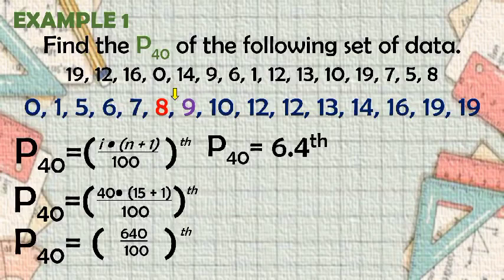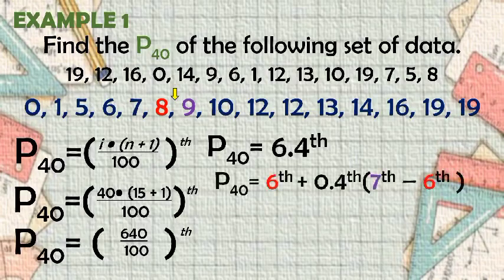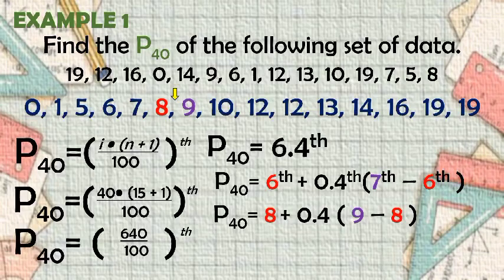So, the percentile of 40 is equal to the 6th data plus 0.4 times the difference of the 7th and 6th data. So, the 6th data is 8 kasi 8 yung ika-6 doon sa data, plus 0.4 times the 7th data, which is yung 9, and the 6th data, which is yung 8. So, 9 minus 8 times 0.4 plus 8 is 8.4.